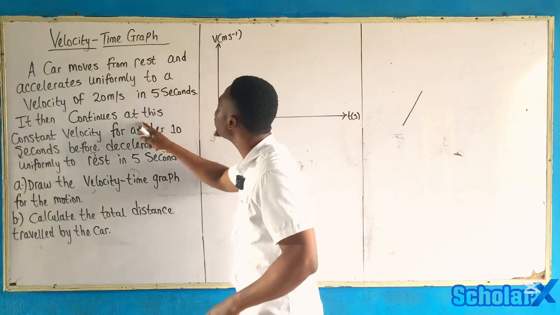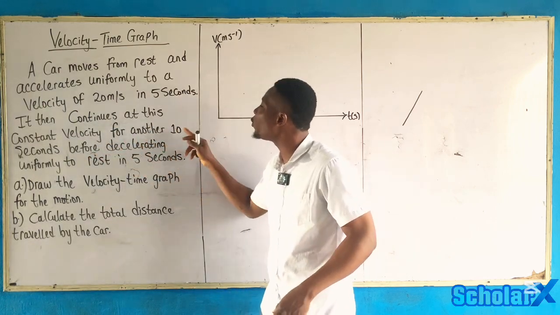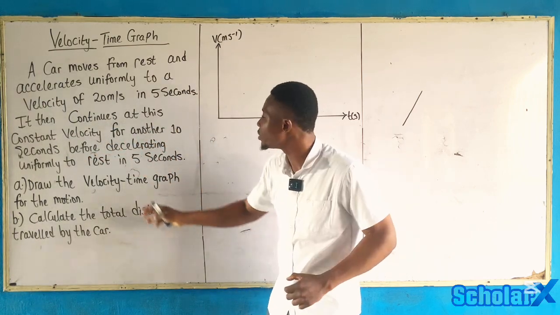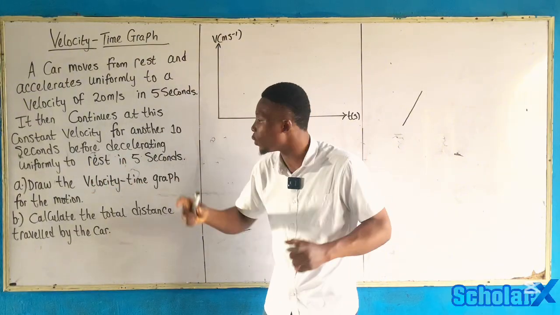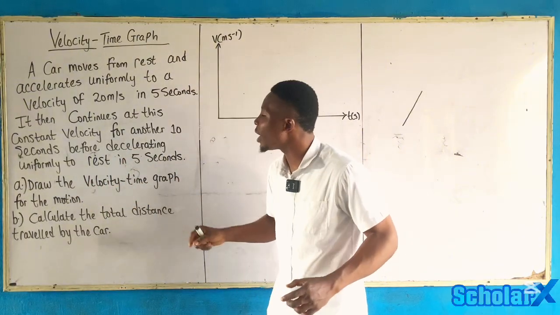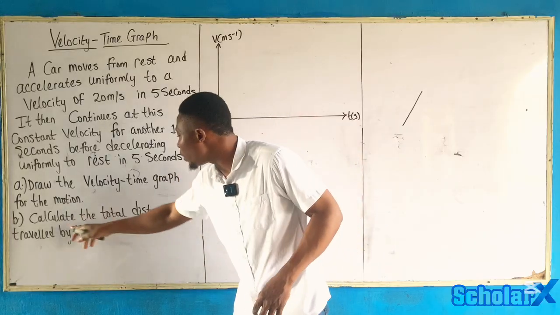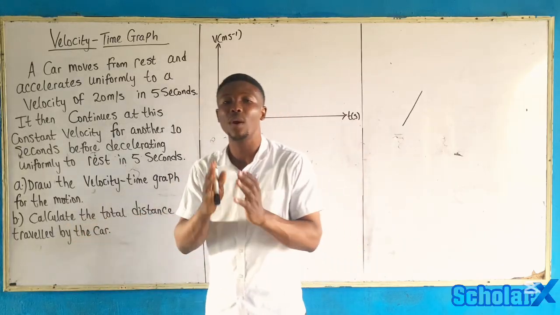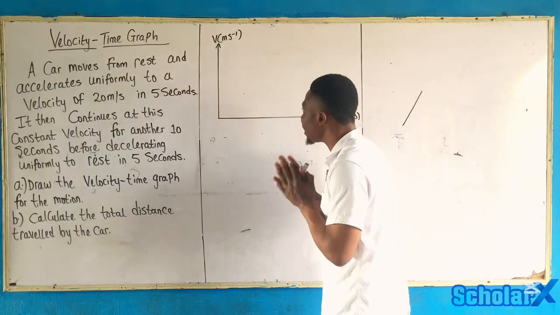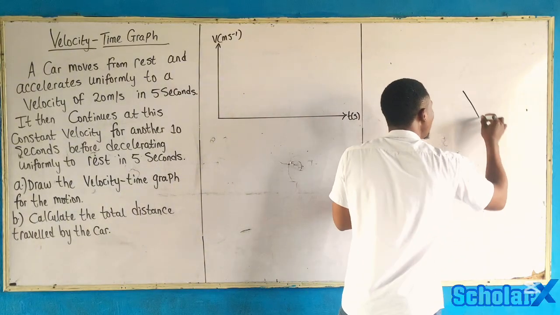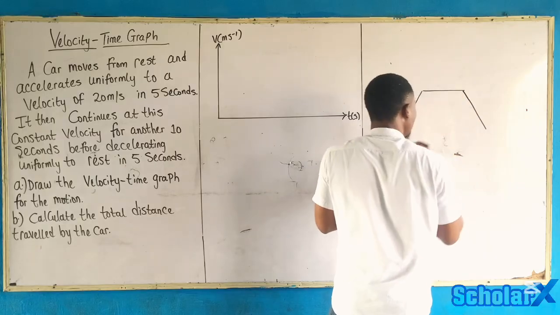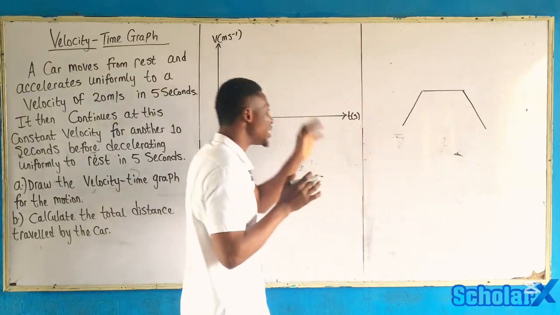It then continues at this constant velocity for another 10 seconds before decelerating uniformly to rest in 5 seconds. Draw the velocity time graph for the motion. Calculate the total distance traveled by the car. Now let's analyze this. So don't forget I said this is acceleration, and don't forget this is deceleration, and then this is constant velocity. So we're going to apply what I just said now here.